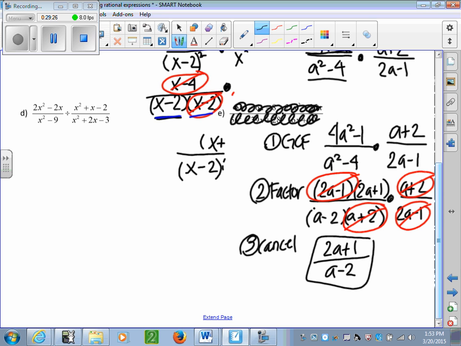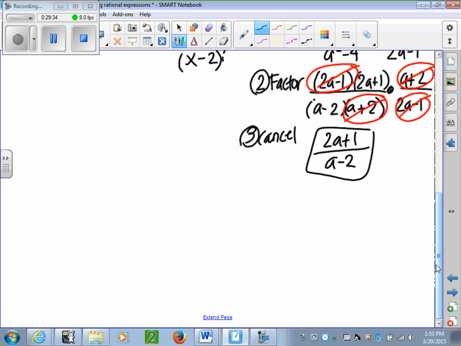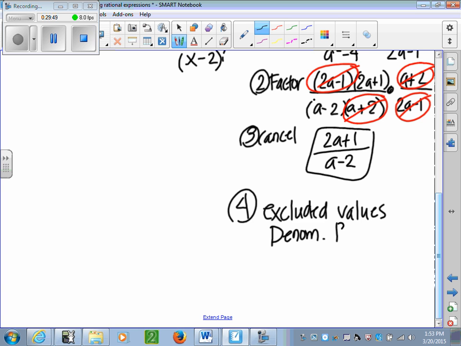All right, so let's just talk about our excluded values for a second. Remember, our excluded values, let me add another step here, but really you won't have to do this all the time. Usually this will be asked as a separate question, but it is asked in your homework. So excluded values, remember I just set my denominator before I cancel equal to 0.